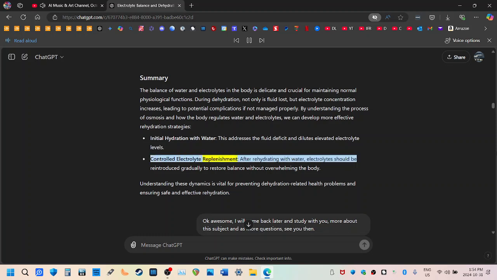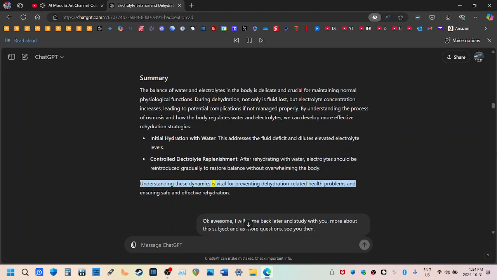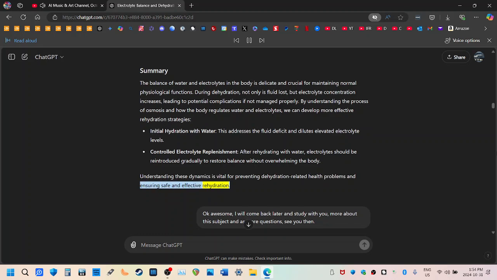Controlled electrolyte replenishment. After rehydrating with water, electrolytes should be reintroduced gradually to restore balance without overwhelming the body. Understanding these dynamics is vital for preventing dehydration-related health problems and ensuring safe and effective rehydration.